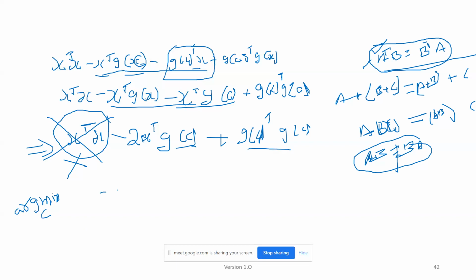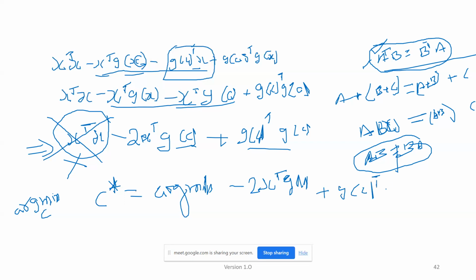Okay, so this is the optimal code C star equal to argmin of minus 2x transpose of G of C plus GC transpose G of C. This is finally what we got as the argmin over C, because we keep only the terms which have C. So this is my decoding function.